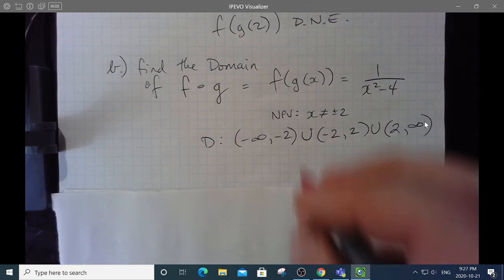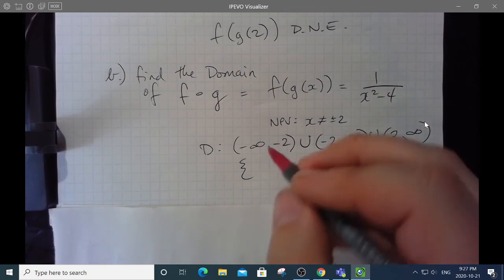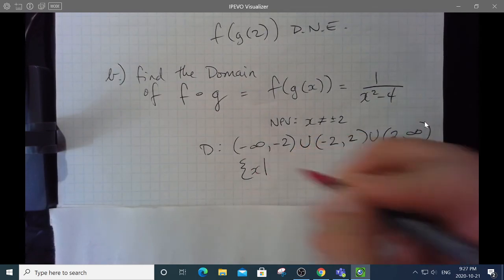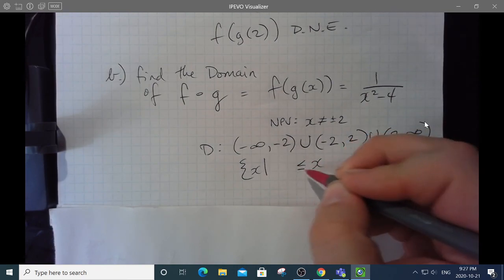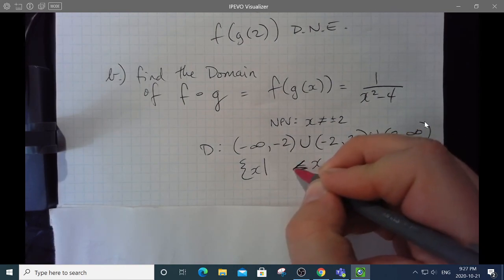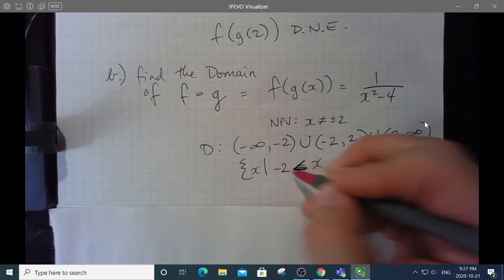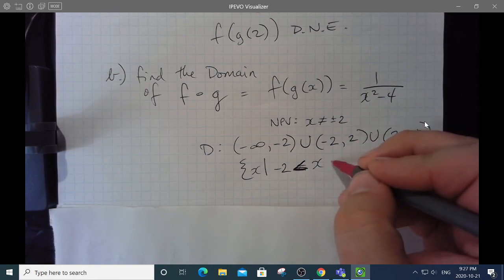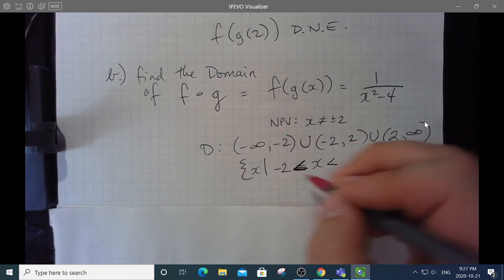Okay, and again, that's interval notation. If you'd rather have that in set notation, how do you write that in set notation? Well, if you want to be really fancy, it's x such that x is less than, it can't be 2. X is less than negative 2, because you can go to infinity, but it's greater than, no, wait a minute. X is greater than negative 2. I just goofed that up.